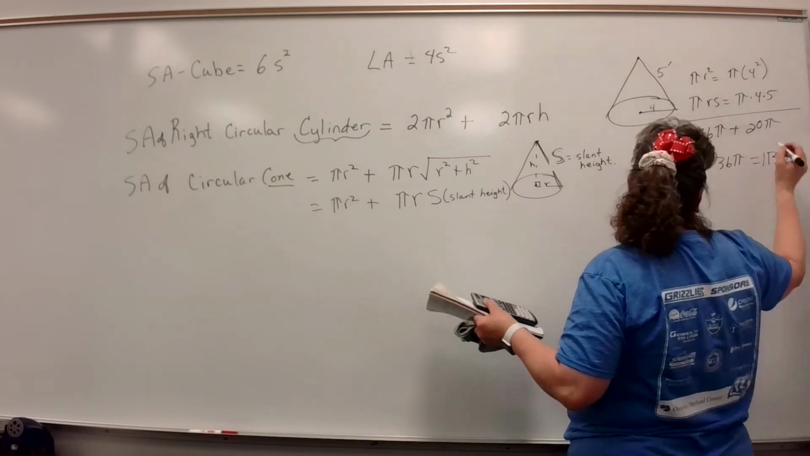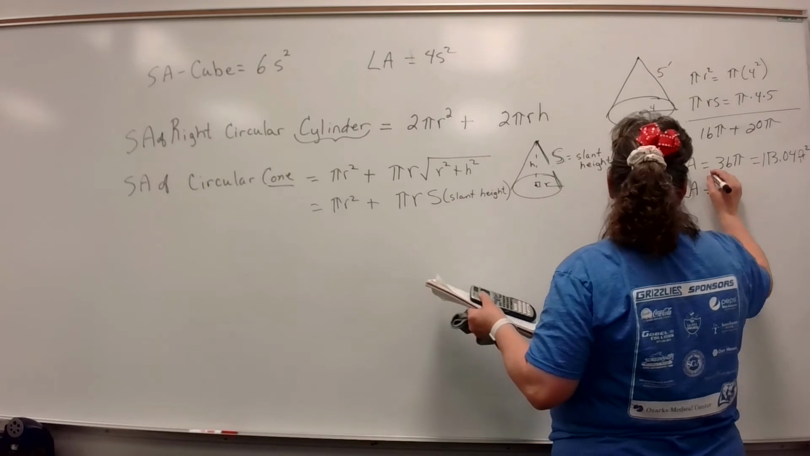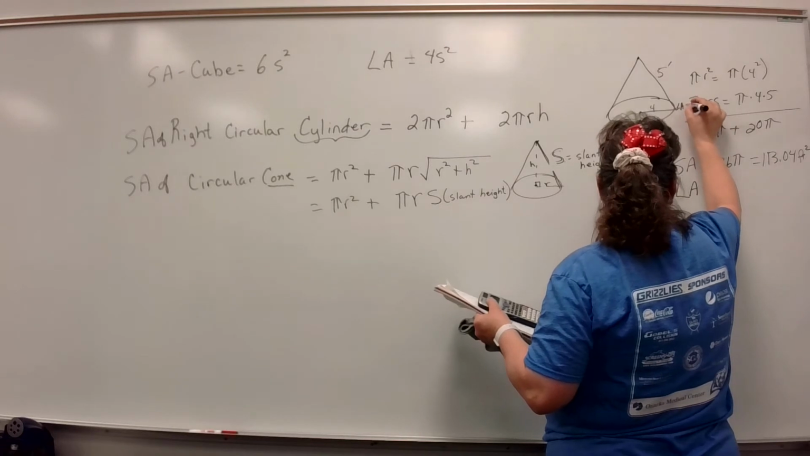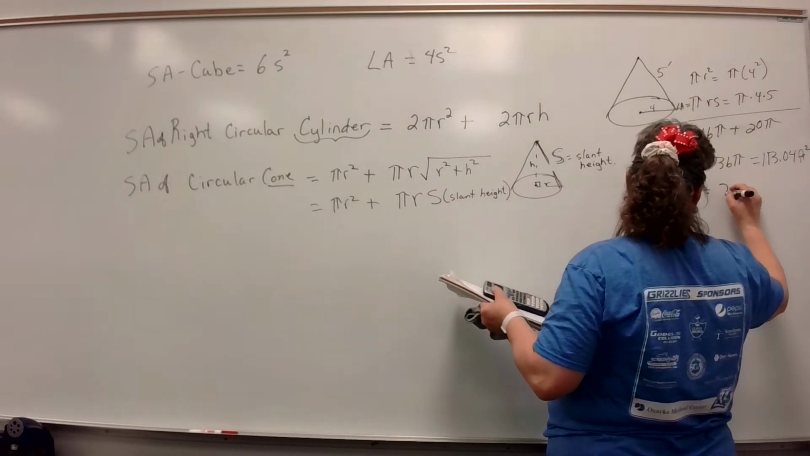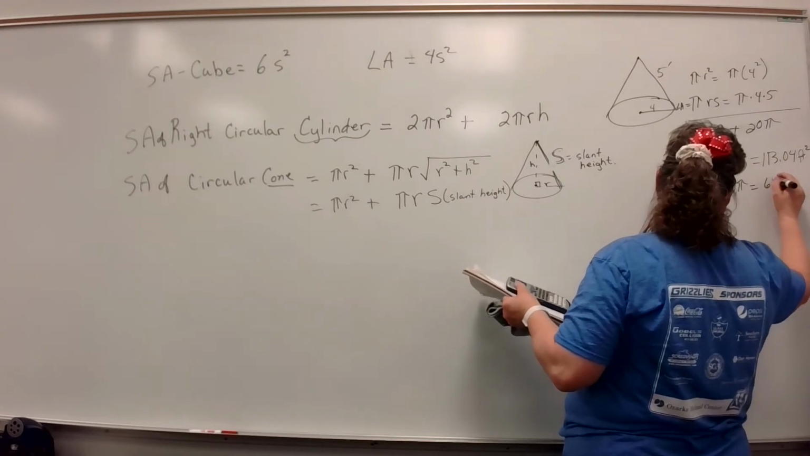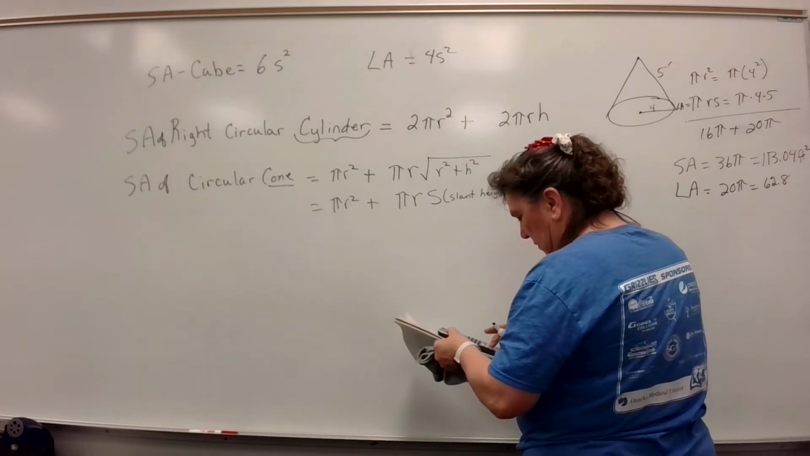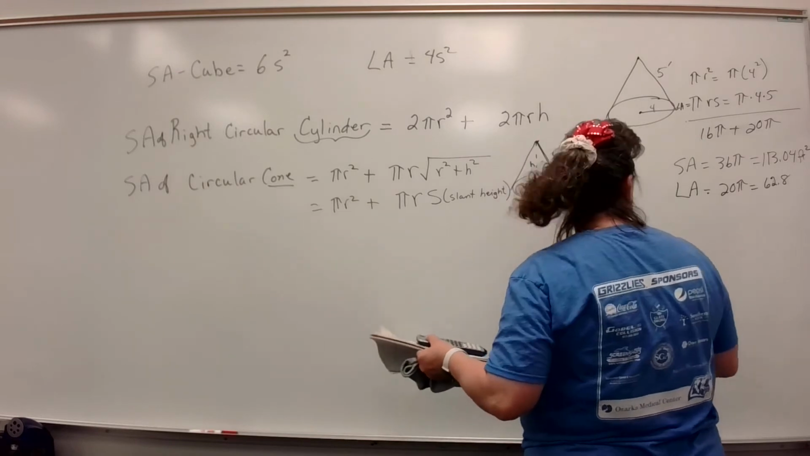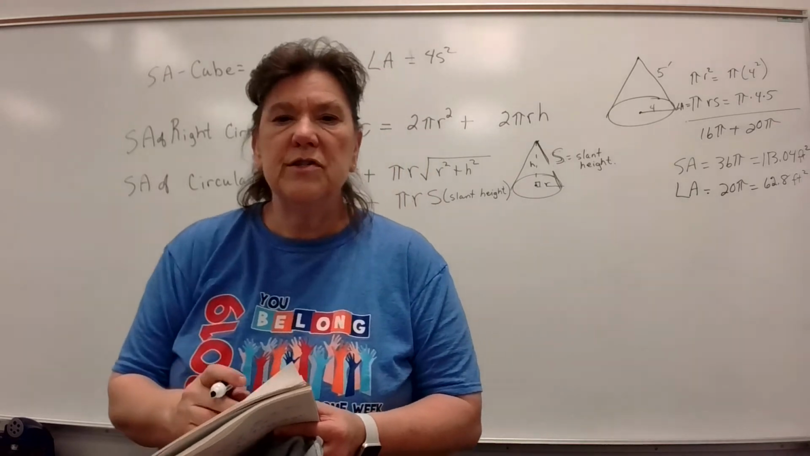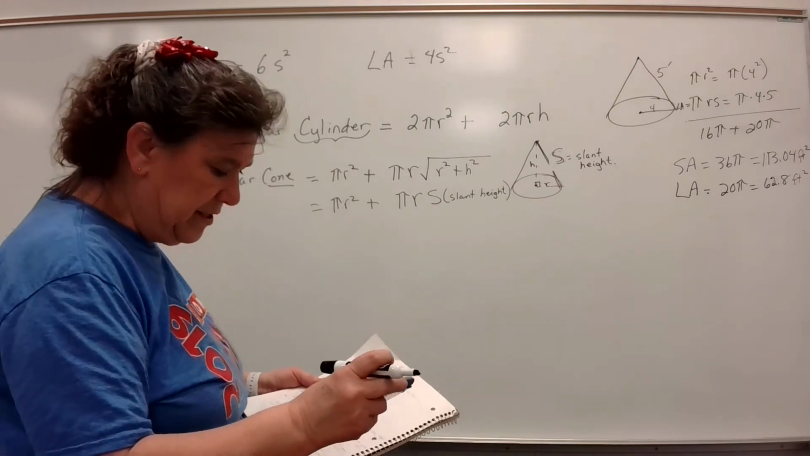113.04 feet squared. My lateral area of this is only this part up here, that partial circle. So my lateral area is this only. So this would be 20 pi, which is equal to 62.8, I believe. 20 times 3.14, 62.8 feet squared. So you see both of those are involved in that. And it works out just fine, 62.8 feet squared.